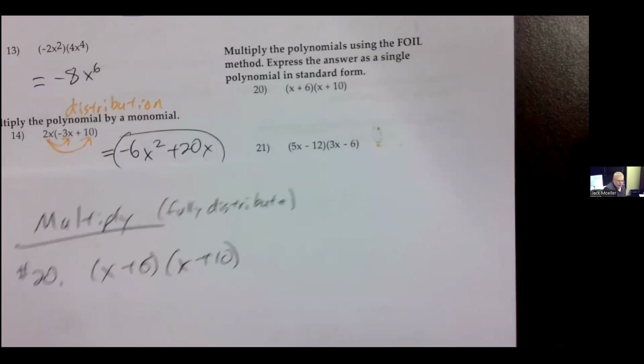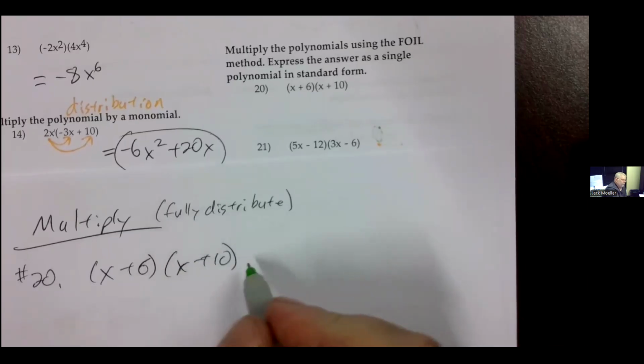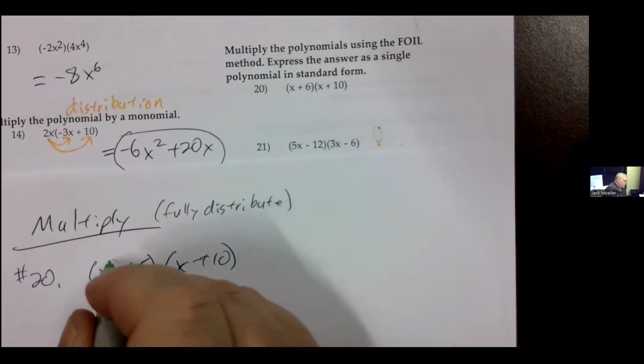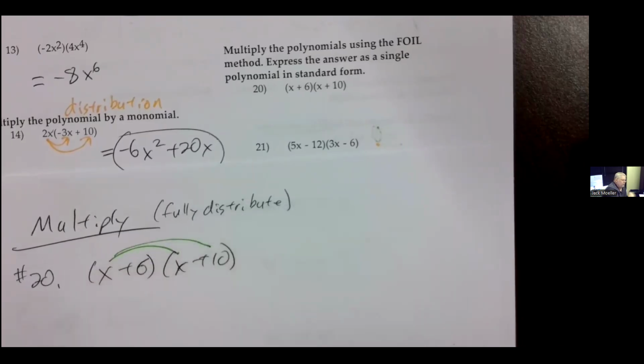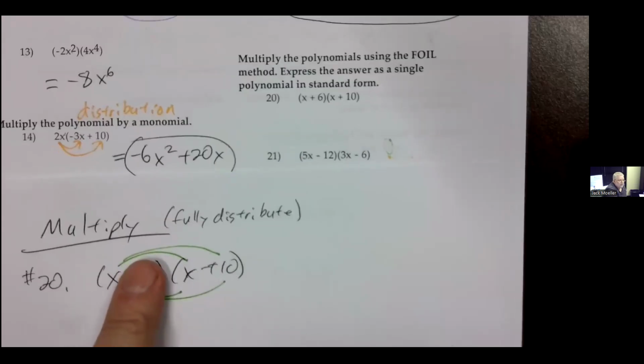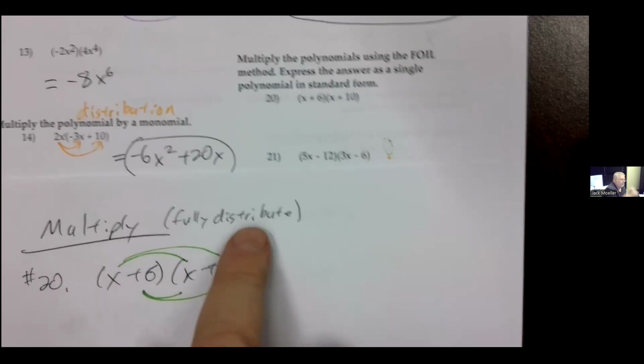Distribution is multiplication. What I mean by that is everything in the first polynomial gets multiplied by everything in the second polynomial. So I'm going to distribute that x to both of those terms. So x is going to be times x, and x is going to be times 10. That 6 is going to be distributed as well. So I'm basically thinking of this as x times x plus 10, and plus 6 times x plus 10. That's what I mean by fully distributed.